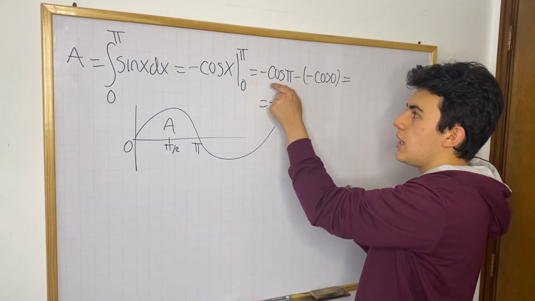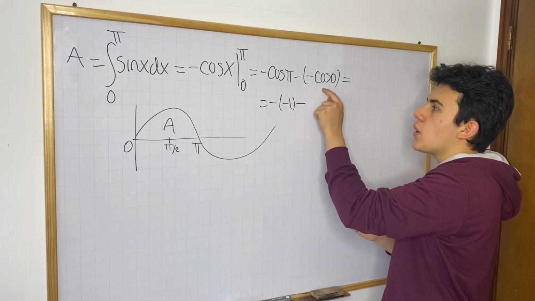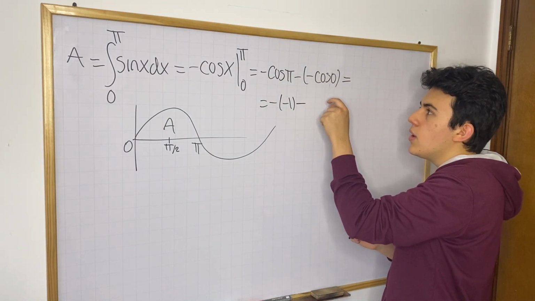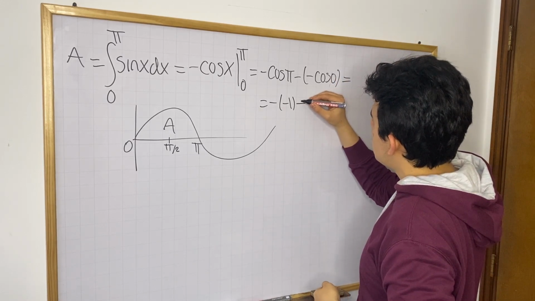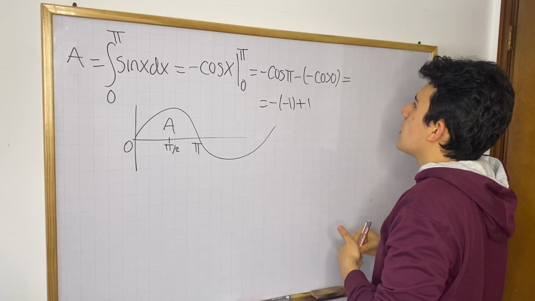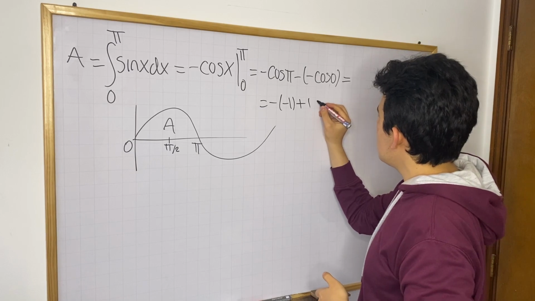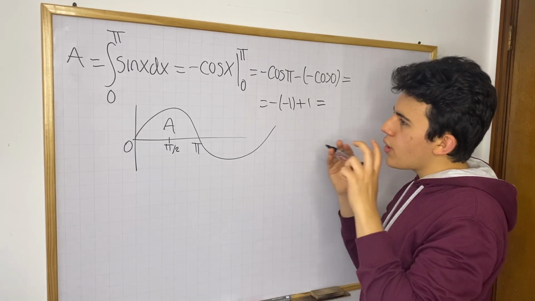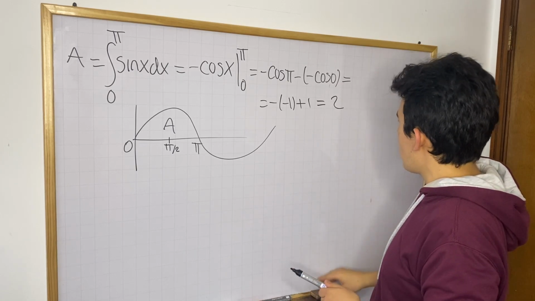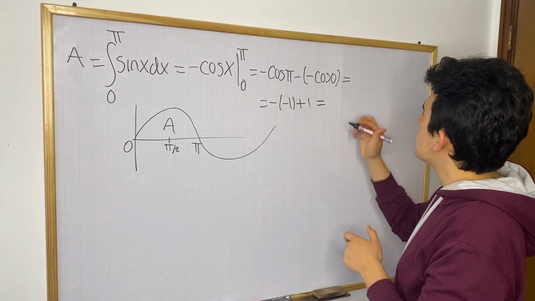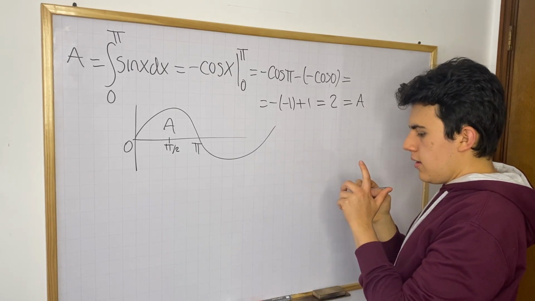So we have minus times the value of cosine pi, which is negative 1, minus the value of minus cosine 0. We know cosine 0 equals 1, so this is just going to be plus 1. Now this is great, because you can see that we get a pretty definite and interesting number. This is going to be 2. That looks better. And this is equal to A.